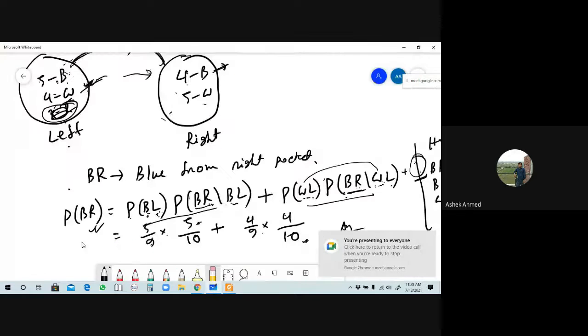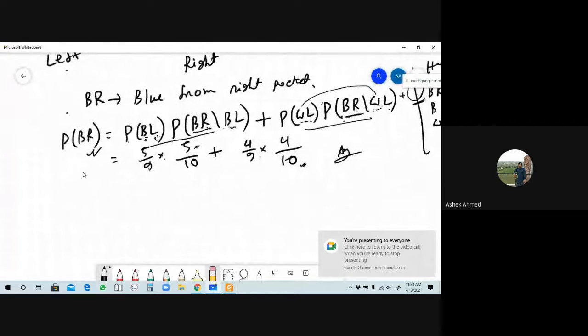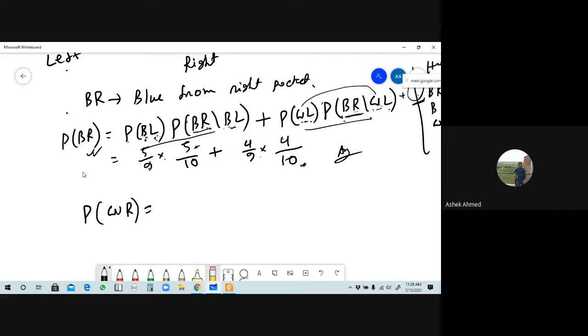Now we'll discuss another problem here. In the question there was to find the probability of a white marble from right pocket. What do you mean by this? Respond me, how can we solve this problem? A response করো। WR, what do you mean by this? Sir, white from right pocket.